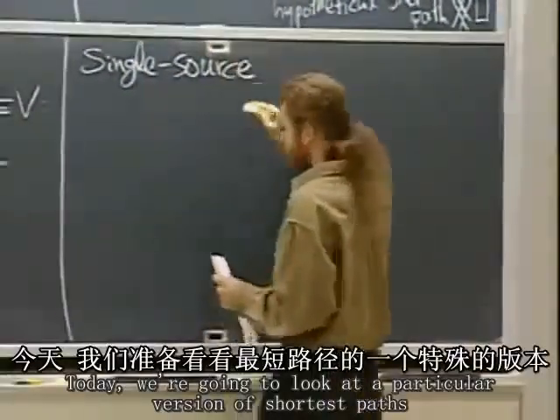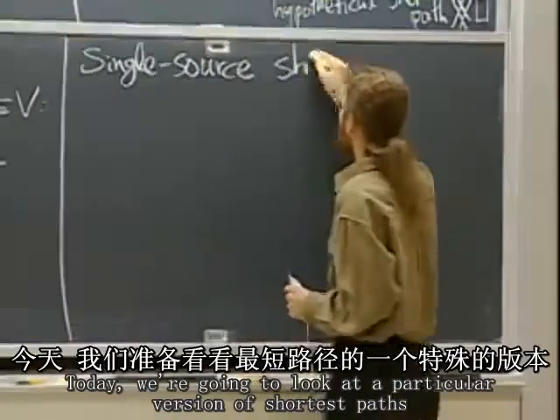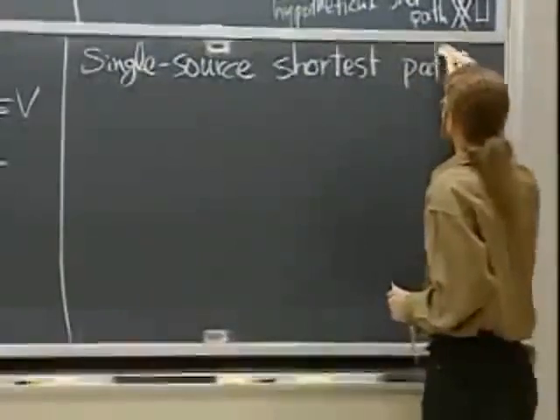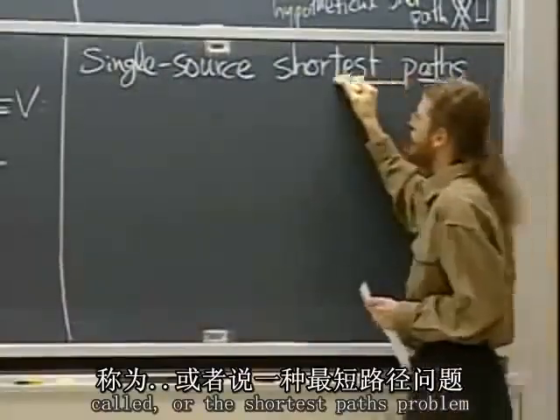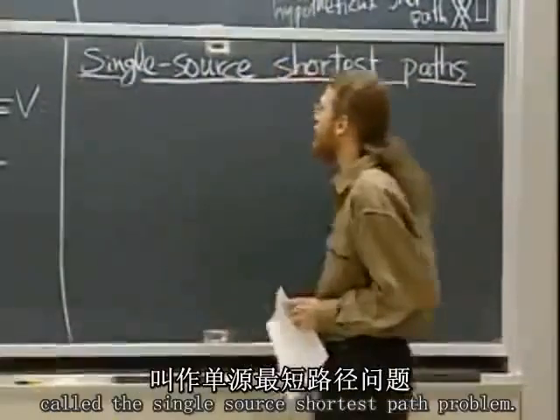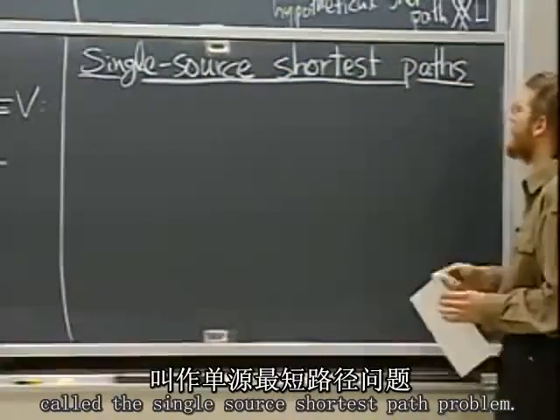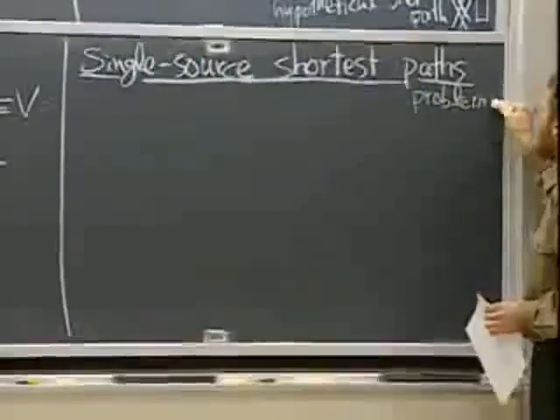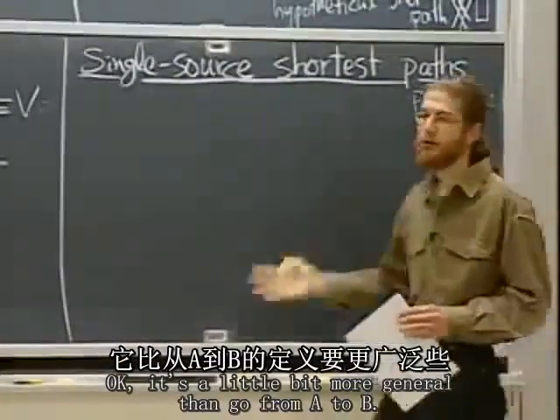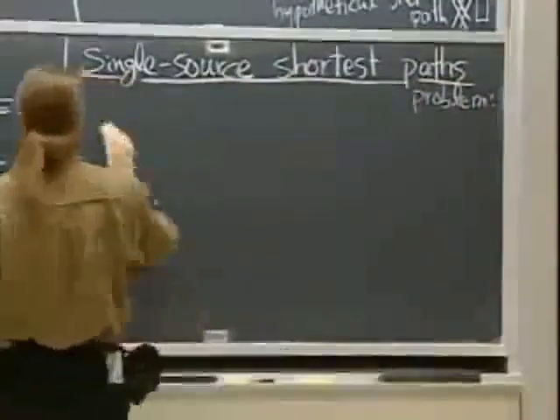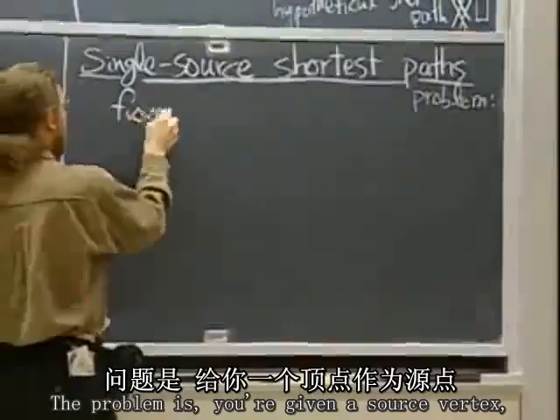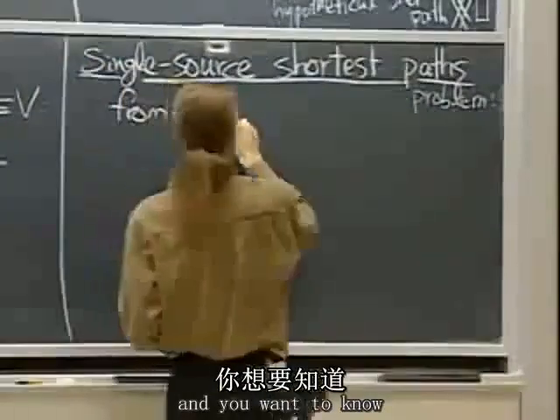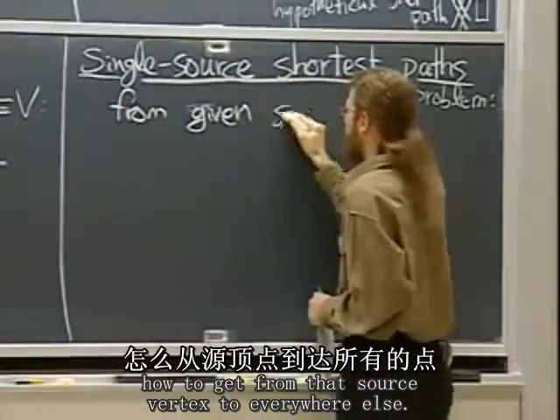Today we're going to look at a particular version of the shortest paths problem, called the single source shortest path problem. It's a little bit more general than going from A to B. The problem is you're given a source vertex, and you want to know how to get from that source vertex to everywhere else.